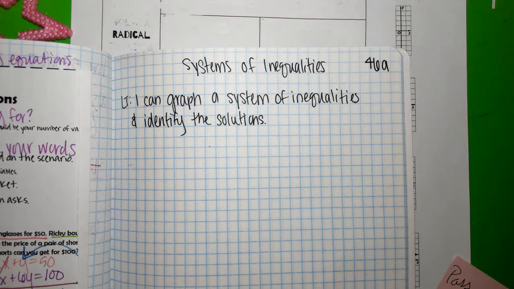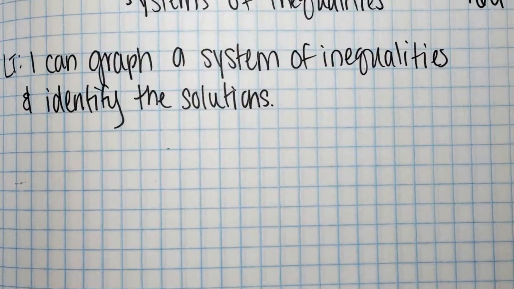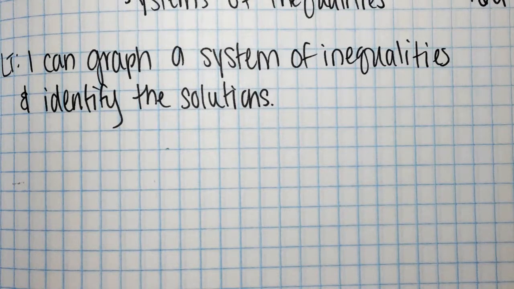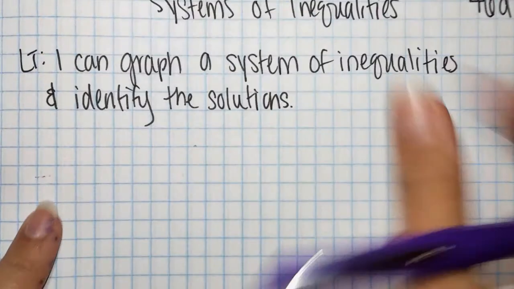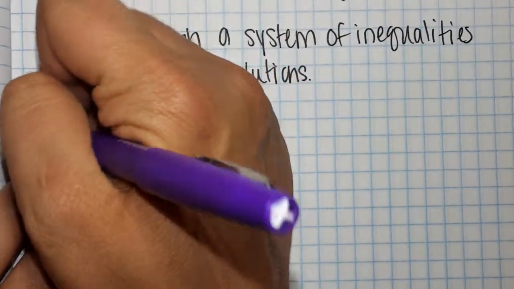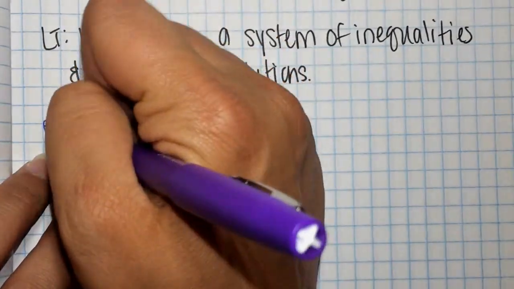Alright, so the way a problem will look is it'll start off and it'll say solve the system of inequalities by graphing. So our example 1 is going to say that.